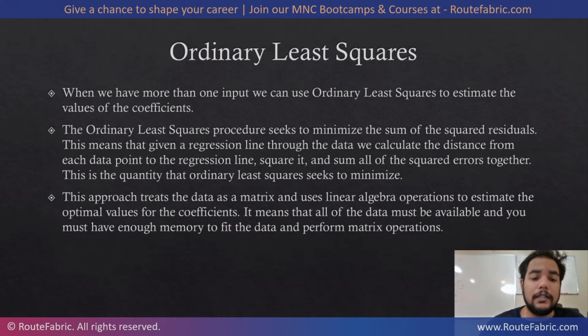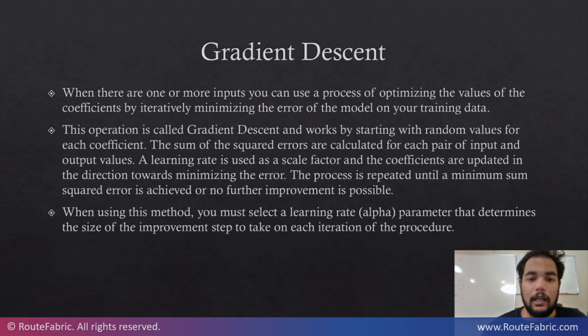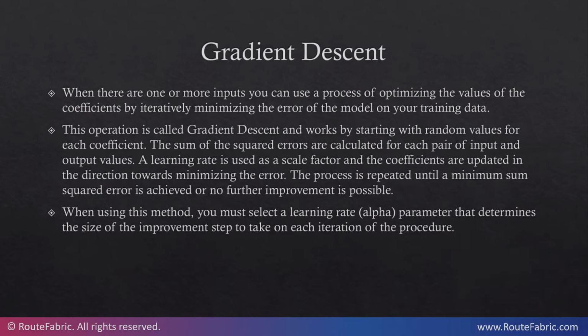This approach treats the data as a matrix and uses linear algebra operations to estimate the optimal values for the coefficients. It means that all of the data must be available and you must have enough memory to fit the data and perform matrix operations. Next up, we have gradient descent. Gradient descent is probably one of the most popular models in machine learning. We'll be using gradient descent even in neural networks.